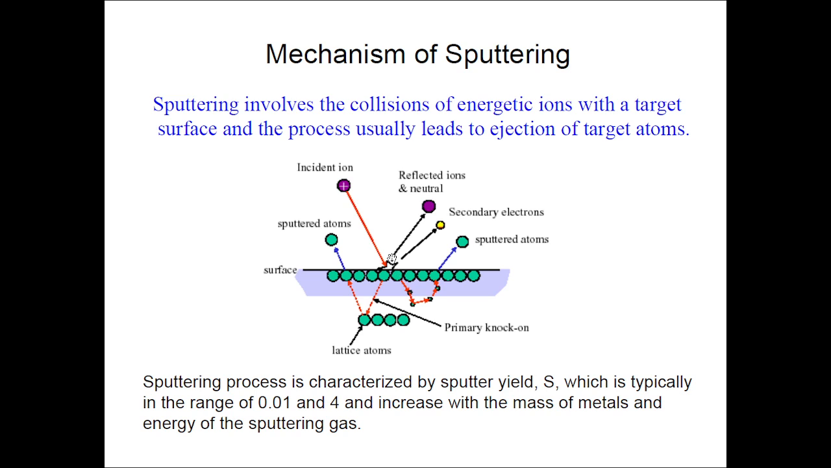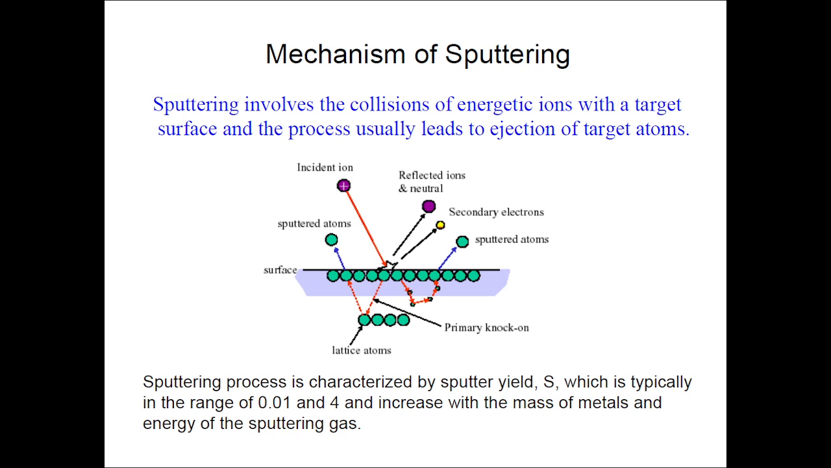So we will have neutral atoms, secondary electrons, sputtered atoms, and incident ions also will be there. And that's why we have a plasma over there, because ions are mixed with the neutral atoms. Okay, and of course lattice atoms will be there. So it all depends on the energy of the incident ions, how they are kicking out the particles.